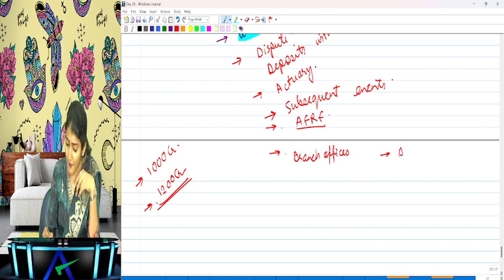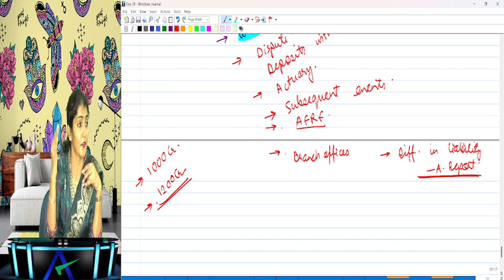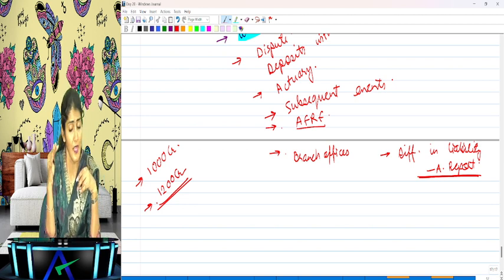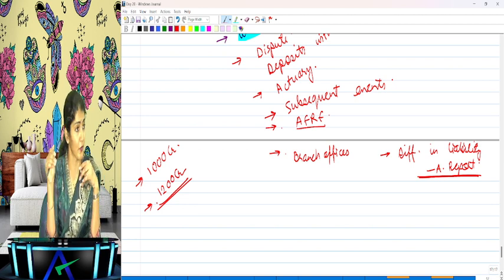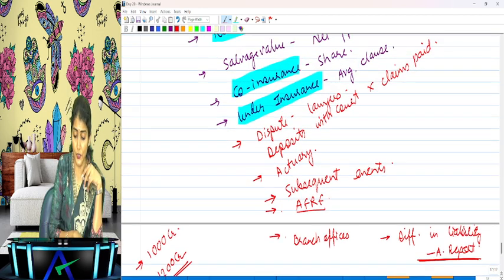Yes. So if there is a difference in the liability calculated by the management and the auditor, the auditor can mention the same in his audit report. According to him, there is an under provision of 200 crore. According to the auditor, there is less provision done by 200 crore. Right. So these are the points which you need to write in your answer.